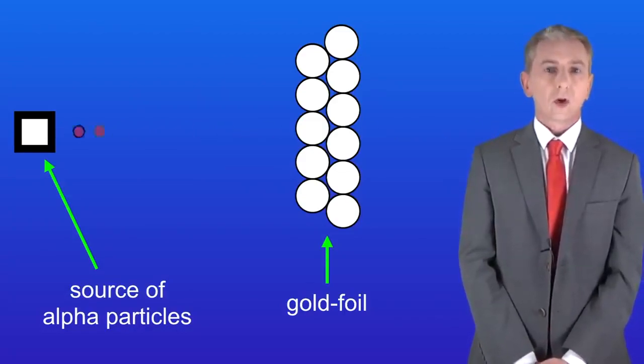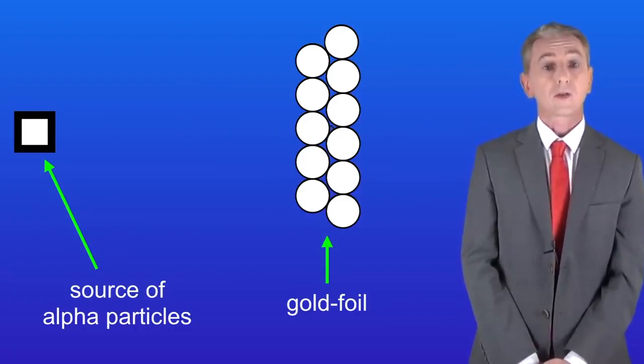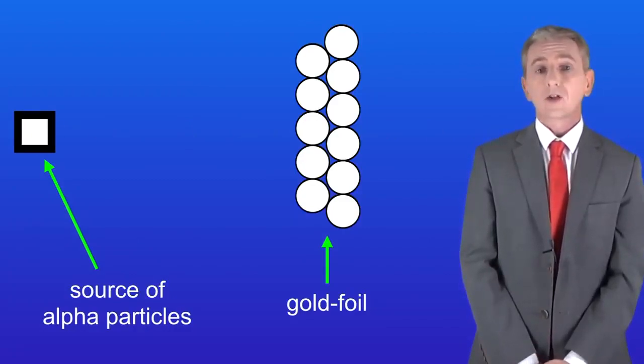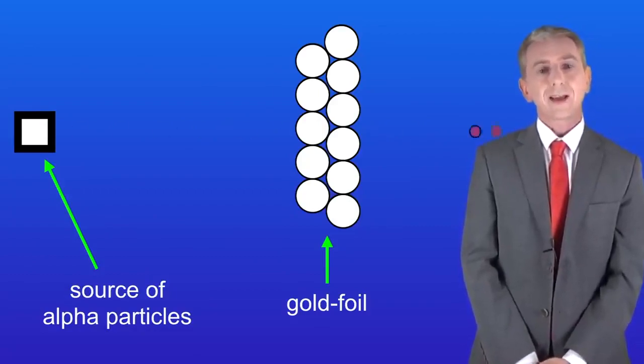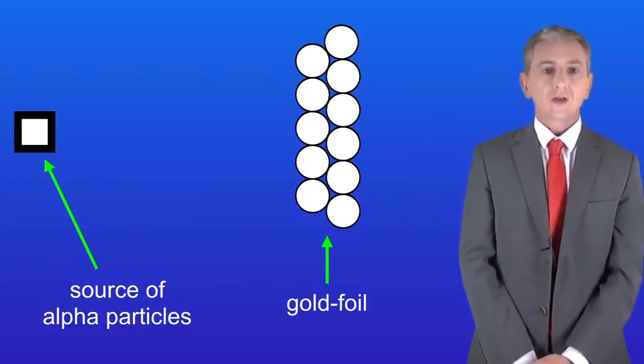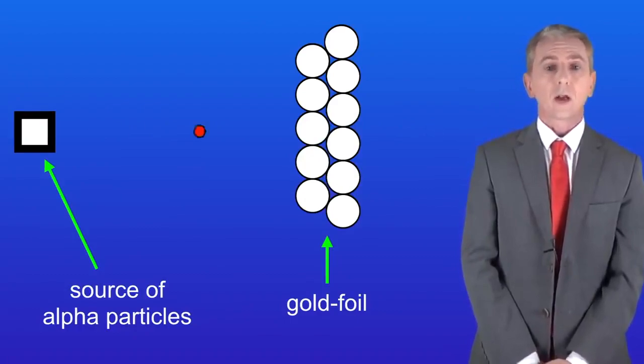The first thing they saw was that most of the alpha particles passed straight through the gold foil without changing direction. Sometimes an alpha particle was deflected. In other words, it changed direction as it passed through the gold foil, like this.